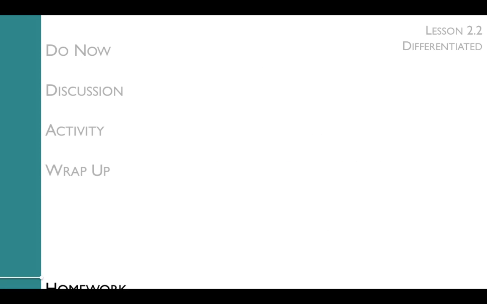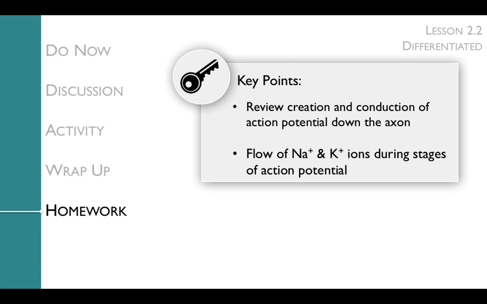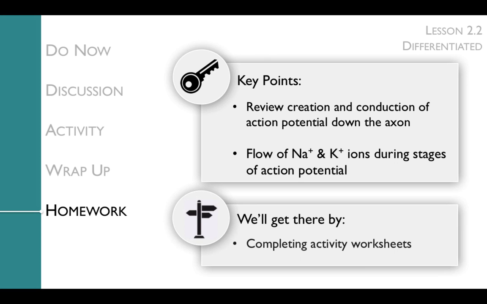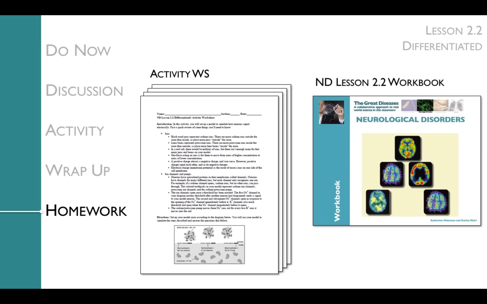pain. The key points of the homework are to review the creation and conduction of the action potential down the axon, as well as the flow of sodium-potassium ions during the stages of the action potential. We'll get to these key points by completing the activity worksheets. The final section of the activity worksheet has students describe what is happening at each stage of the action potential to generate the graph we examined in class. If students need help, they can read Lesson 2.2 in the workbook to review the steps of the action potential.